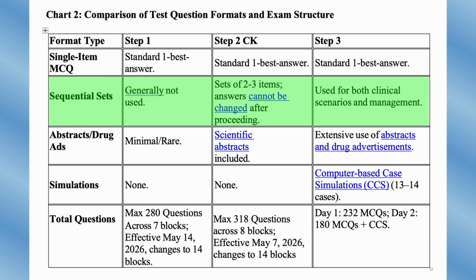That's format type 1. Now let's jump into format type 2, because now this one, I know, yeah, the sequential sets. You get to that first question and you got the second one coming up. You can't go back to the first one. That is correct.